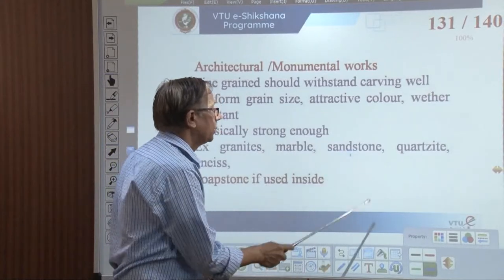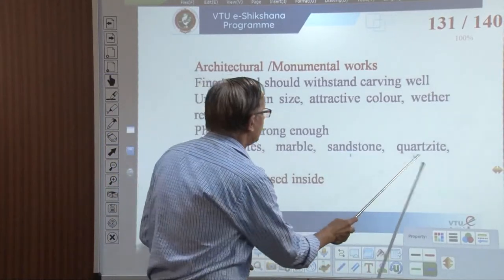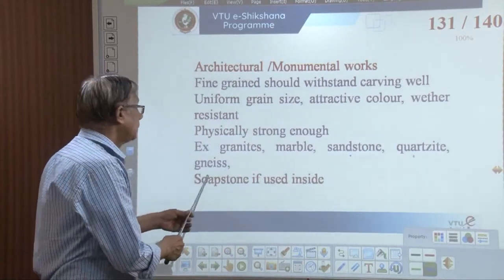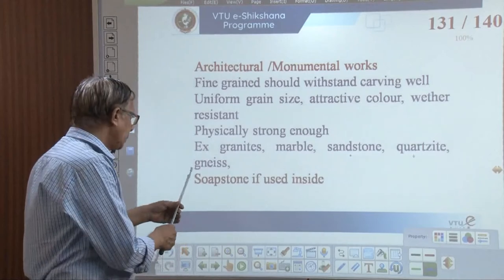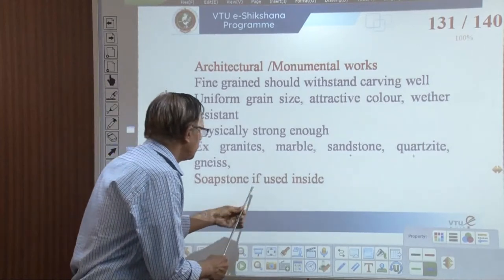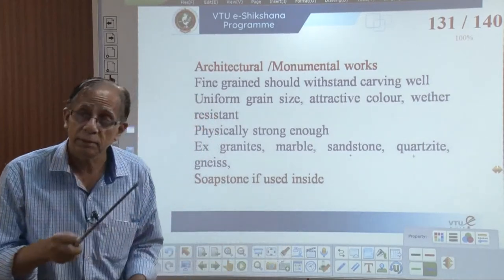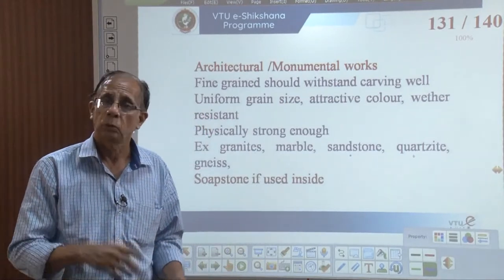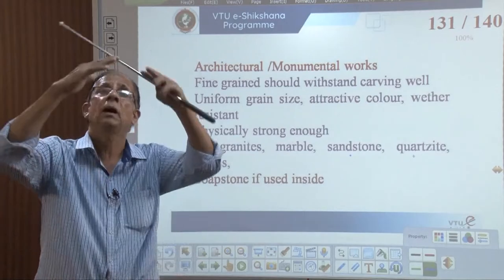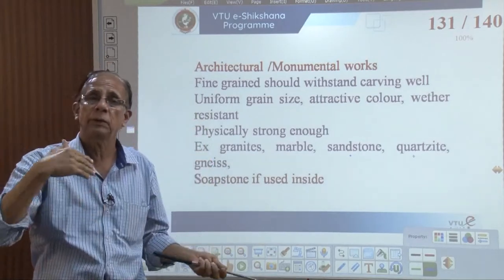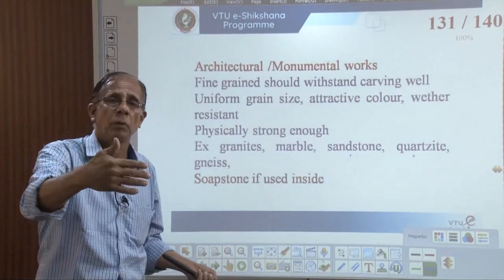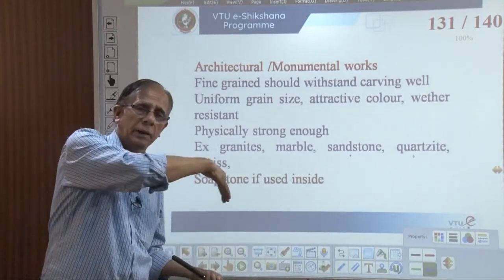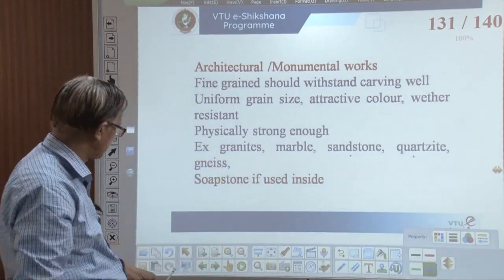Sandstone, just now I have said. Particularly they have used quartzite at many places, and gneiss they have used, monumental, Schoenbergula is one. If soapstone is to be used, then inside, if we are using, soapstone is also good. Though it is soft, it is covered inside where no atmospheric agents can directly attack, then it is also good.